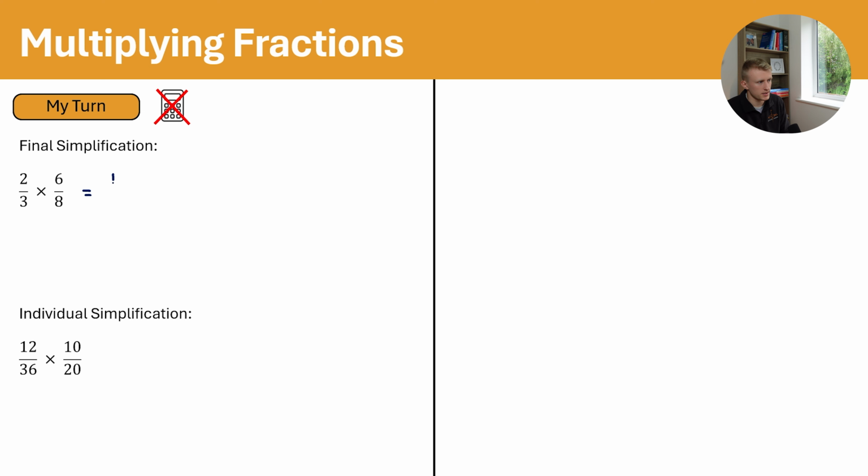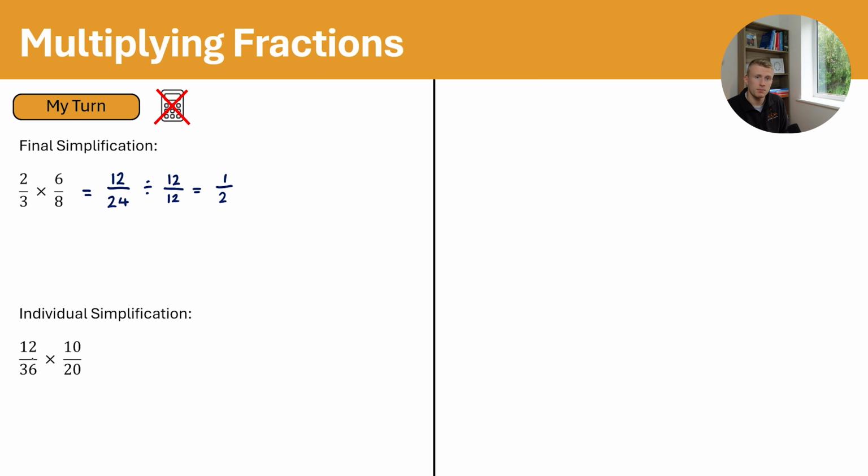We'll do 2 multiplied by 6 to give me 12, and 3 multiplied by 8 to give me 24. I can now simplify this fraction by dividing through by the highest common factor, and 12 and 24 have a highest common factor of 12. So I'll divide the numerator and denominator by 12. 12 divided by 12 is 1, and 24 divided by 12 is 2. So that's 1/2.